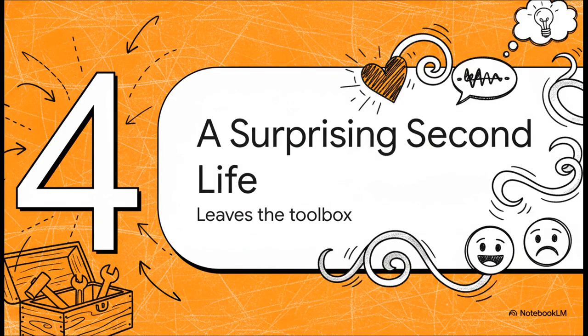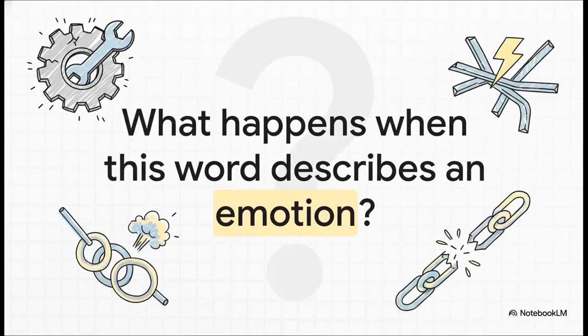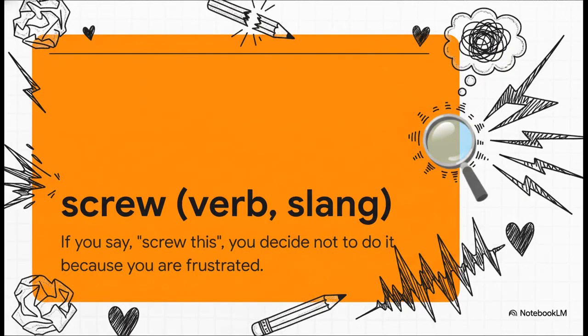Okay, hold on. This is where things start to get really interesting. We're about to see what happens when our simple little word leaves the toolbox and heads out into the messy world of human feelings and slang. So what in the world happens when this simple mechanical word gets used to describe a feeling? How does a word for a piece of metal suddenly start to represent something like frustration? And boom, here it is. In slang, when you say screw this, you're totally frustrated and you're just deciding to give up on something.